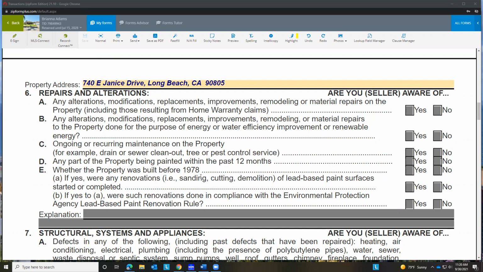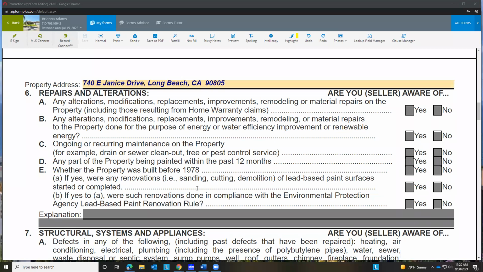E, whether the property was built before 1978. Yes or no? Okay. If they answer yes here, they're going to answer A and B. If the answer here is the property was built in 2010, they don't need to answer these questions. There's no lead-based paint on the property. If it was built in 1960, answer is yes.